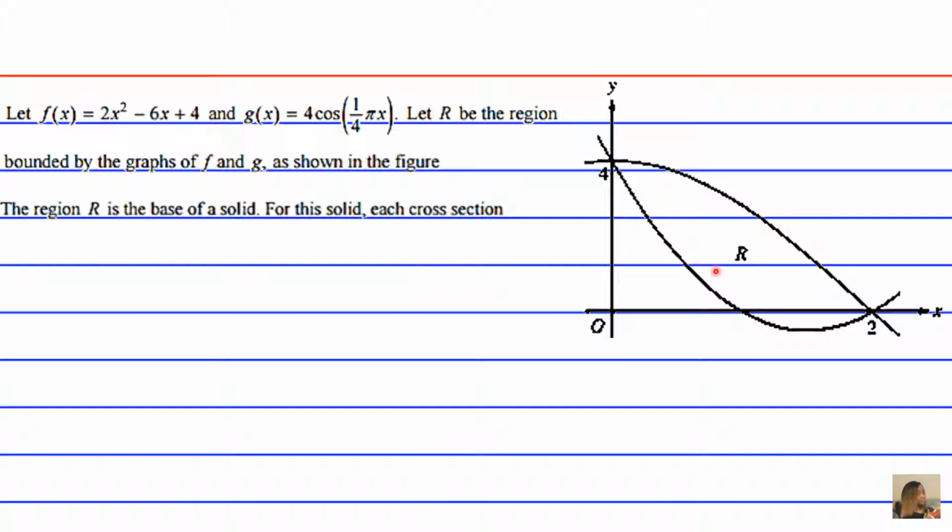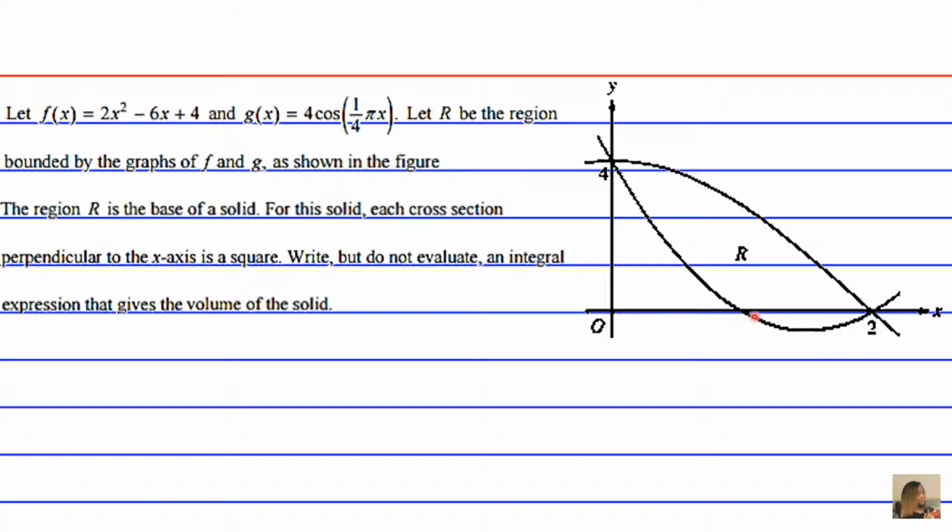The region R is the base of a solid. For this solid, each cross-section perpendicular to the x-axis is a square, okay? So what we are to do is write, but not evaluate, an integral expression that gives the volume of the solid generated by perpendicular cross-sections.